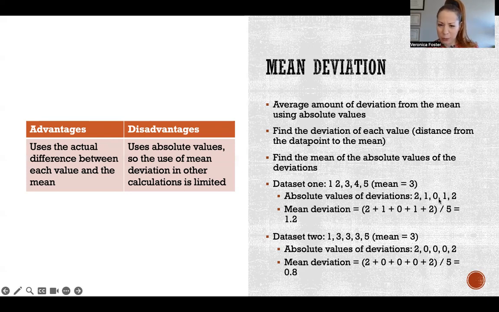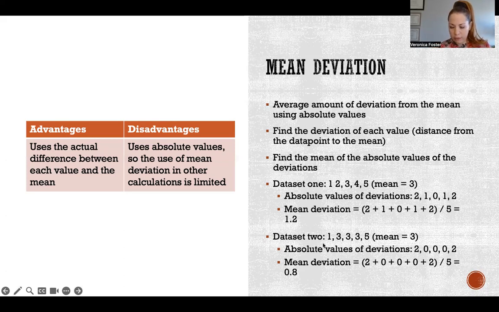And hopefully this also helps you see if we use the negatives, then we would have -2, -1, 0, 1, and 2. And if we add them all up, it's 0. So we can't get that average. Okay, so for finding our mean deviation, we're adding up all the absolute values of the deviations, and then we're going to divide by 5 because that's the number of deviations that we're averaging, and the answer is 1.2.